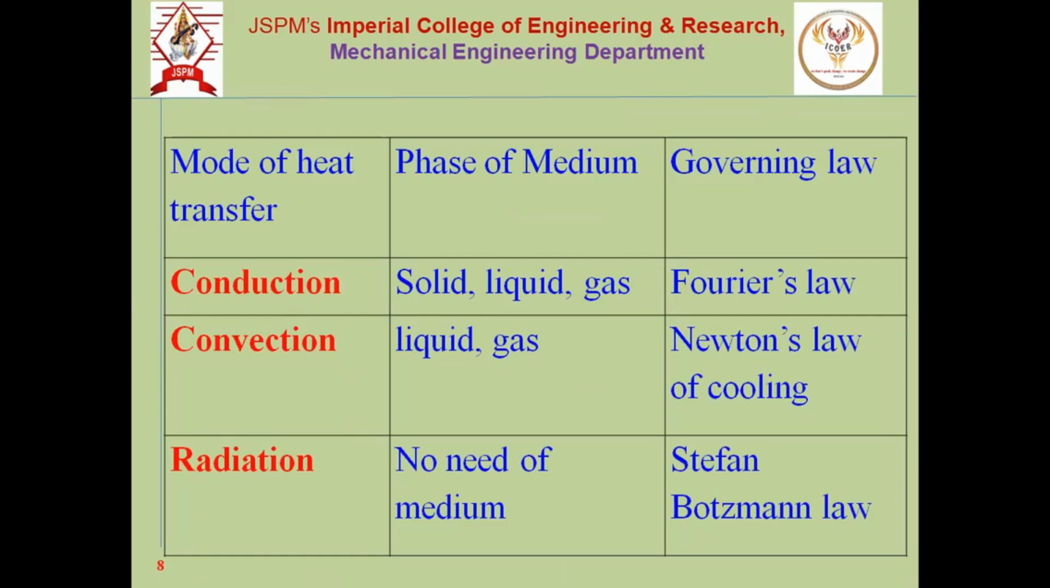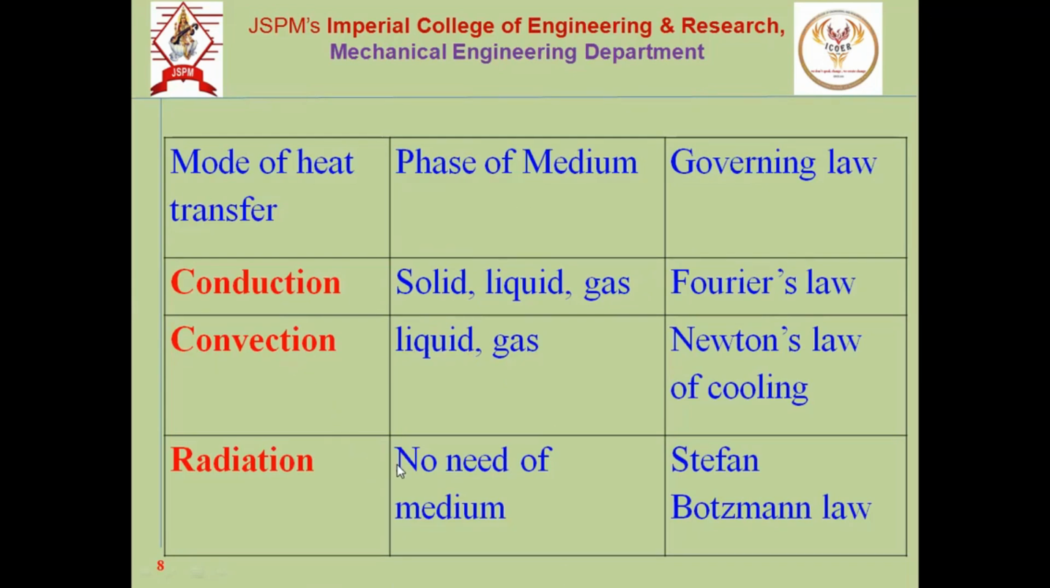Now let us understand the different modes. Conduction occurs in all the phases: solid, liquid, and gas. When it occurs in the gas, there is no gas movement. Okay. So what is the governing law? It is Fourier's law. In convection, it happens in liquid and gas. Governing equation is Newton's law of cooling.